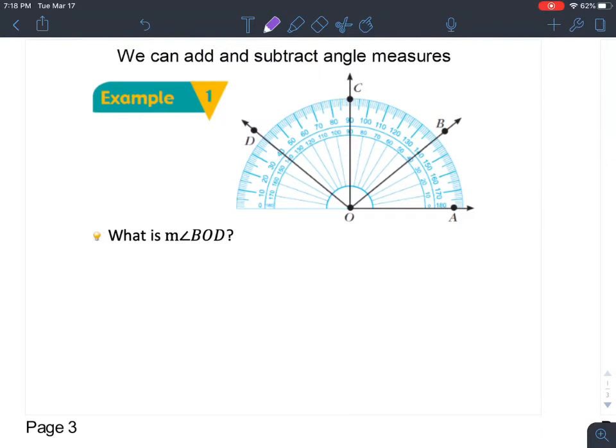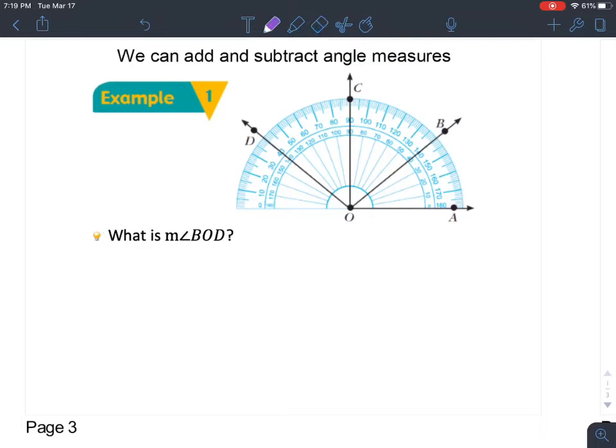Alright, so we can also add and subtract angle measures. This here is a protractor, and we have some angles drawn on top of it. Normally if you are going left to right, you want to read the numbers on the top. If you're going from right to left, you read the numbers that are on the bottom.